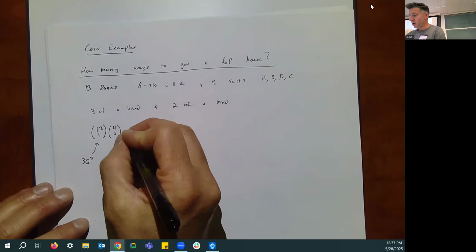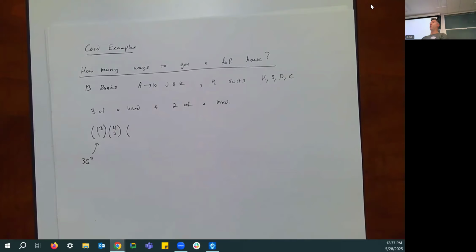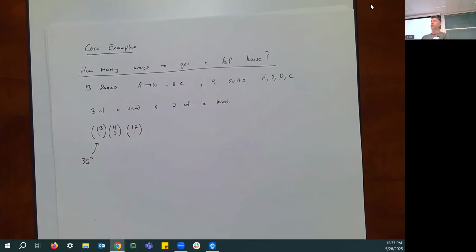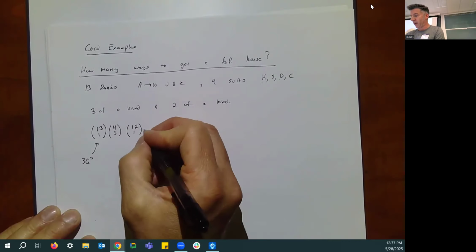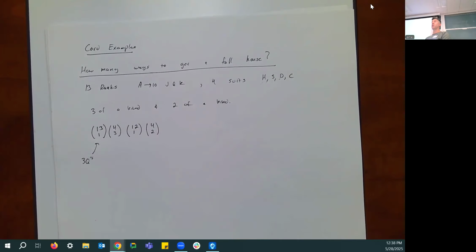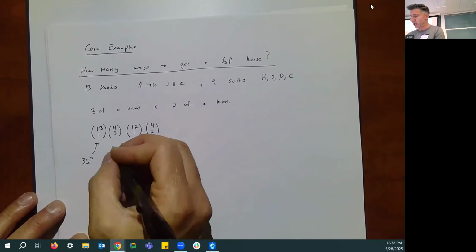And then from the remaining 12 ranks, because we picked queens for one of the ranks, we're going to pick another one to be our two of a kind rank. So from the remaining 12, pick another one. And then we multiply that by 4 choose 2, the number of ways to pick two of those cards. So let me just label this here.